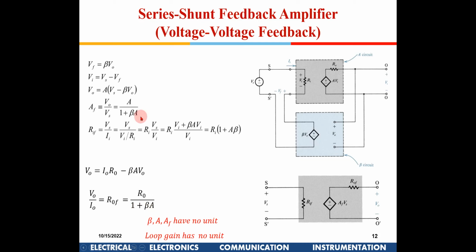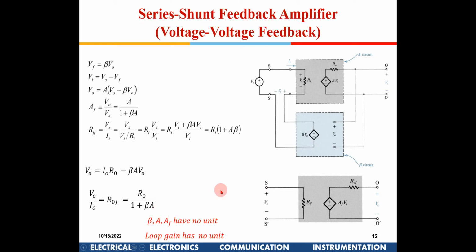So for a voltage series, there are three things which will happen: bandwidth, gain, input resistance and output resistance. Gain will reduce by 1 plus beta A, and bandwidth will increase by a factor 1 plus beta A. Input resistance in this particular case will increase by a factor of 1 plus A beta, and the output resistance will reduce by a factor of 1 plus beta A. Is it okay with all of you?